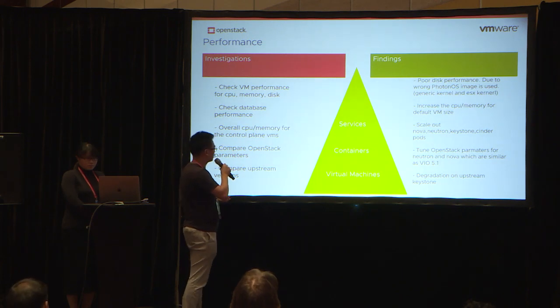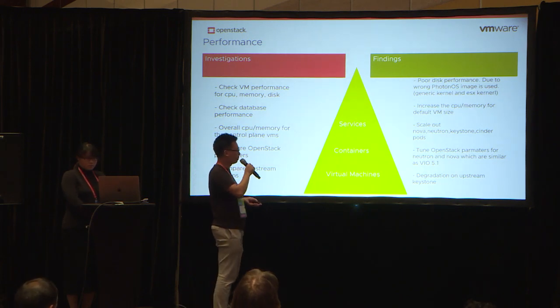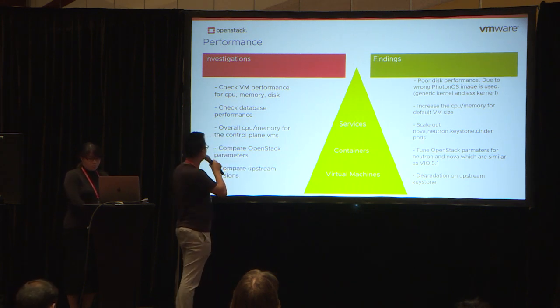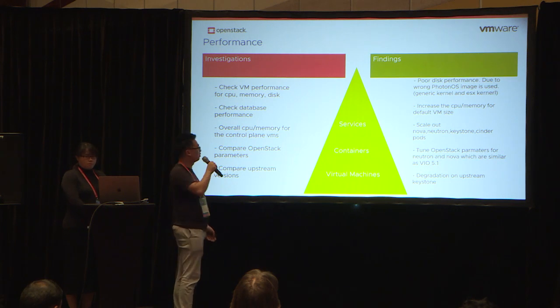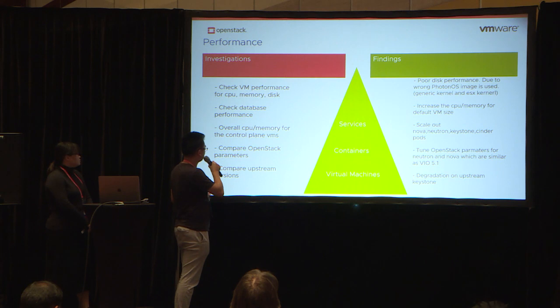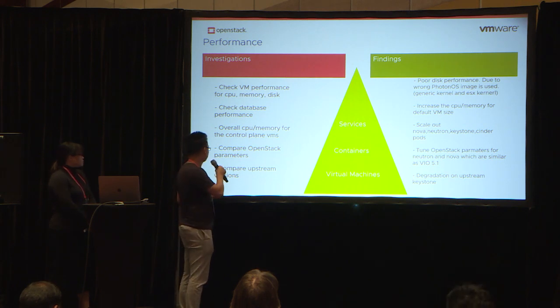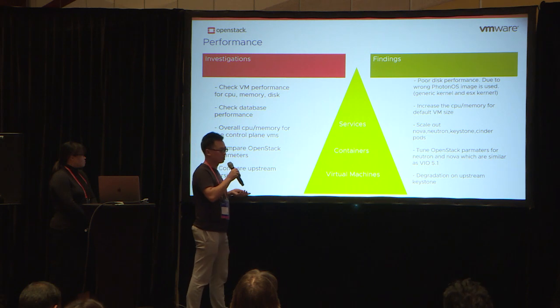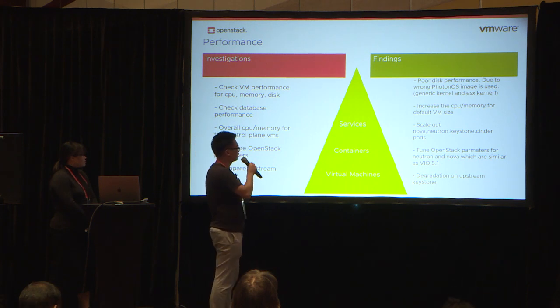So let's go through all the performance from bottom to top. We check VM performance for CPU, memory, and disk. We check database performance. We check all the CPU and memory, compare all the OpenStack parameters, and we also check the upstream versions to see if there are any differences between upstreams. So here are our findings.